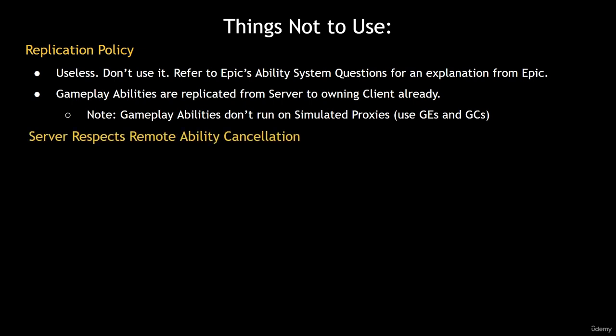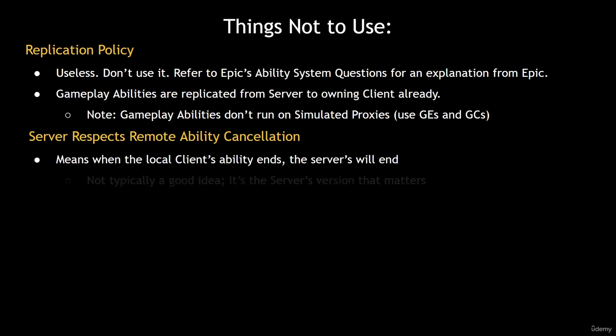Now, we also saw the server respects remote ability cancellation. We saw that it's checked by default, and we discussed how that means that when the local client's ability ends, the server's will also end, kind of giving the client authority over canceling the ability. Now, this is not typically a good idea. It's the server's version that matters. If the server's version is canceled, then that's when the client's version should be canceled, as the server is the authority. However, the option is there, but I personally never use it.